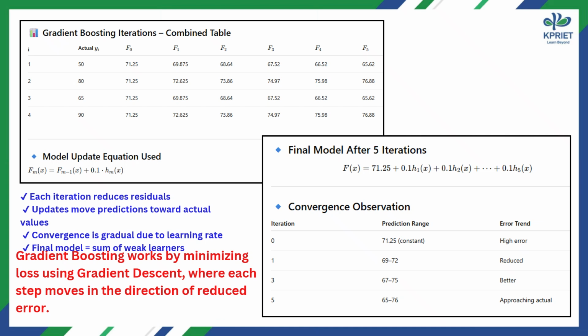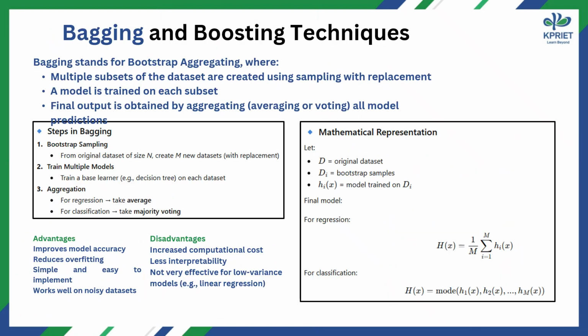So from this, each iteration reduces residuals and updates the model's prediction towards the actual value, and convergence is gradual due to the learning rate, and the final model will be equal to the number of weak learners. Okay, so gradient boosting works by minimizing loss using gradient descent, where each step moves in the direction of reduced error. At each stage our error is getting reduced.